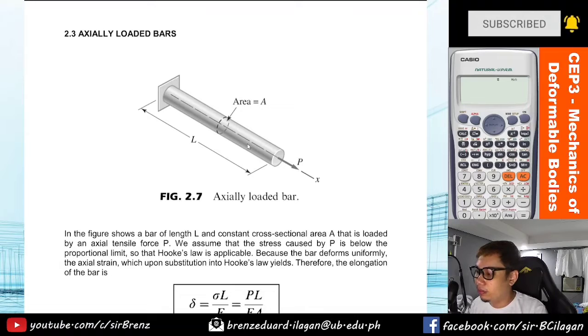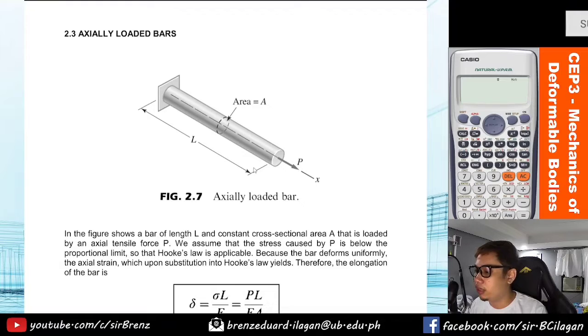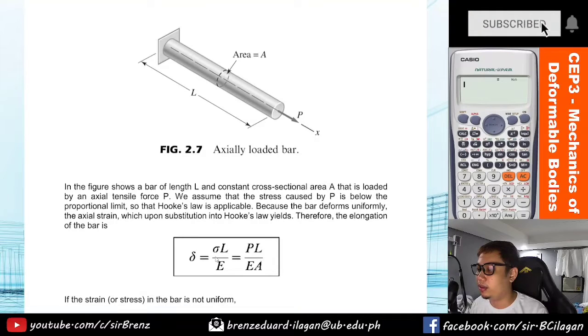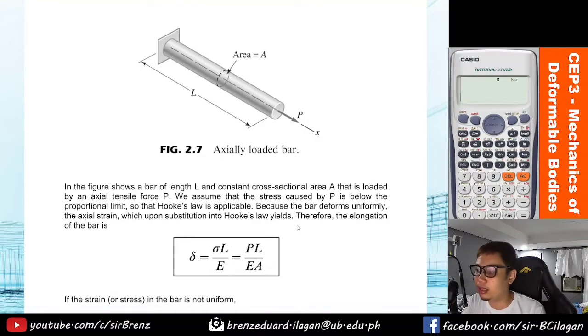Because the bar deforms uniformly, the axial strain, which upon substitution into Hooke's law, yields the elongation of the bar as delta equals stress times L over E, or equals PL over EA. Pero mas madali nga naman tandaan. Tandaan nyo lang yung word na PLAE.